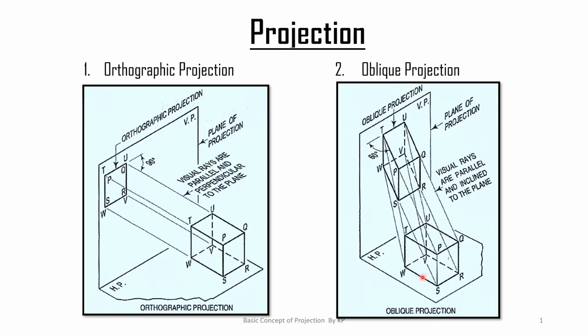Whenever we project the object on the vertical plane or on the HP, we get the complete description of the object, meaning all the dimensions are clearly visible to us: the PQ dimension, the PS dimension, that is its length, width, and how much the depth of the particular object is. So only one view is sufficient in this kind of projection. That projection, when the projectors are not perpendicular to the plane of projection, we call an oblique projection.